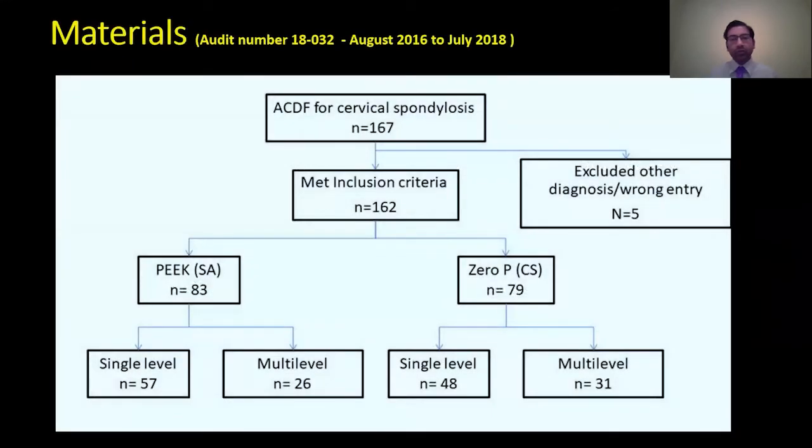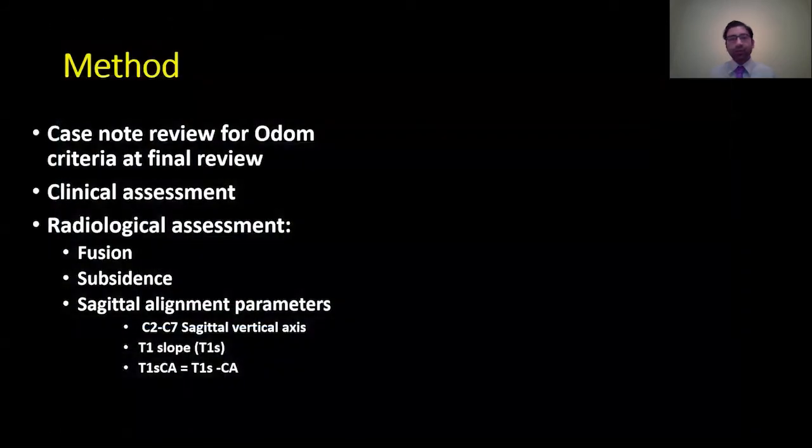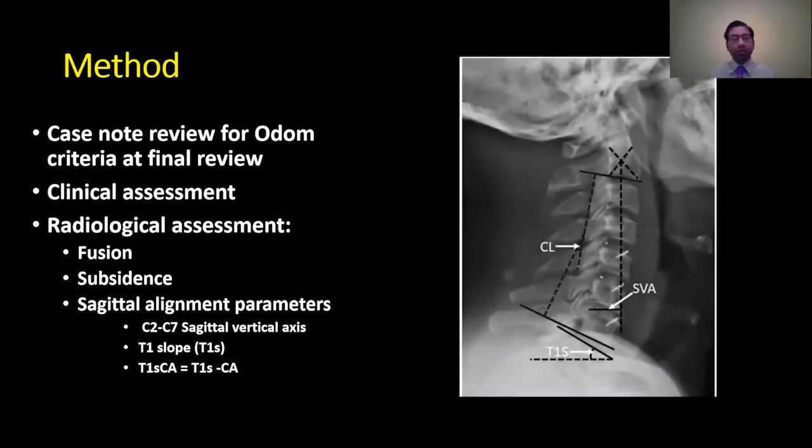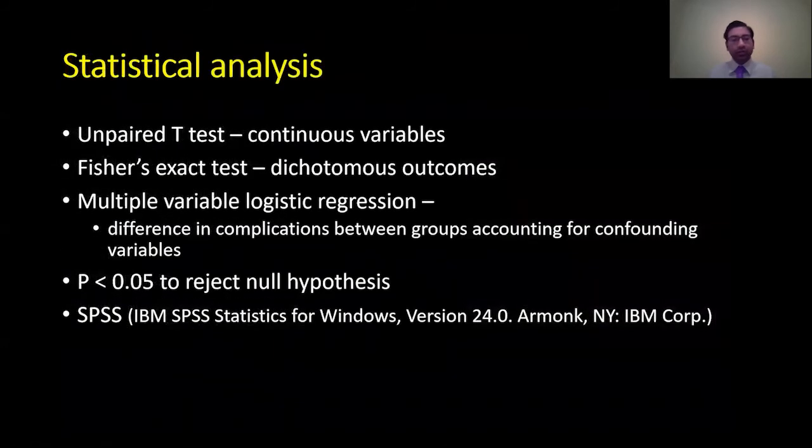So we looked from August 2016 to July 2018 and found 162 cases which met the inclusion criteria, of which 83 patients had PEEK cages and 17 had zero-profile cages. We looked at their case notes to look at the ODI score, which is based on the pain and the activities of daily living. Also, we looked at the radiological assessment in terms of fusion, subsidence, and sagittal alignment parameters. These are the statistical tests used in this study, which were done using SPSS version 24.